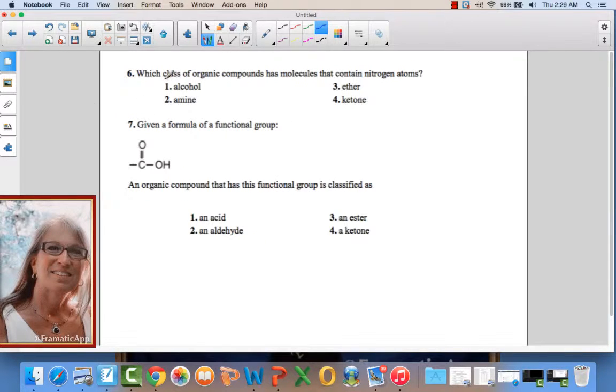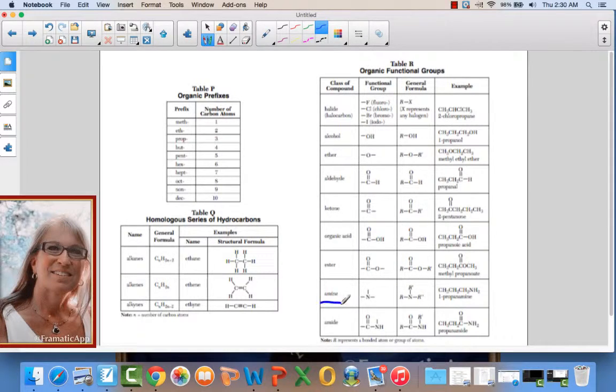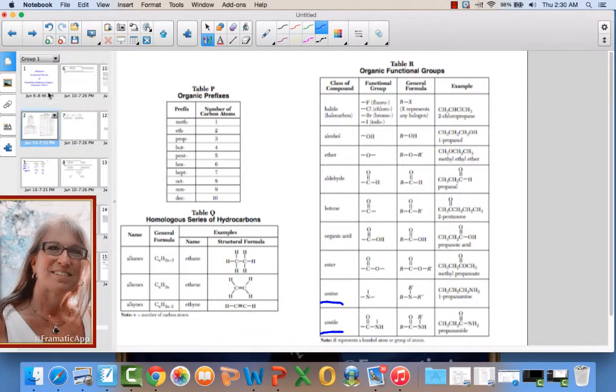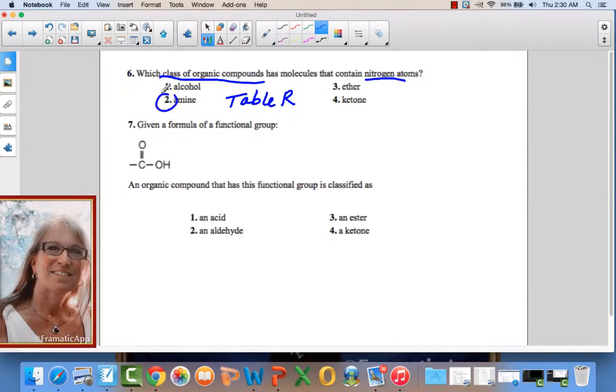Which class of organic compounds? As soon as you see class of organic compounds, you're going to table R. There is a column that says class of organic compounds. And it has to contain nitrogen. So let's go to table R. Here's our class of organic compounds. So they're looking for one of these. And we're looking for nitrogen. Well, 2 of them contain nitrogen, amines and amides. So let's go back to our question. And only the amine is listed, so there's our answer.